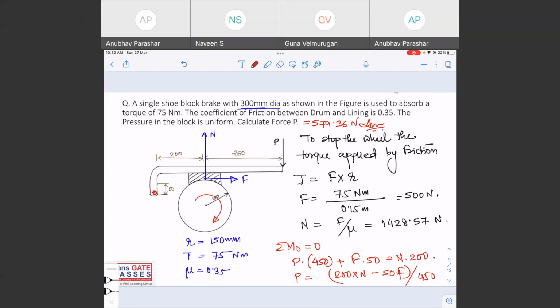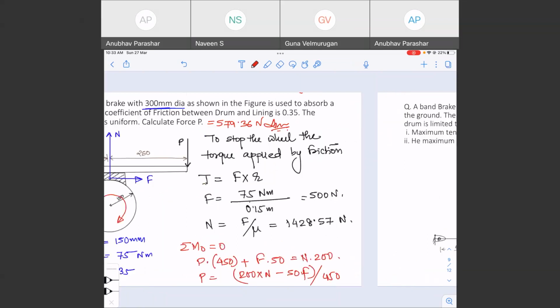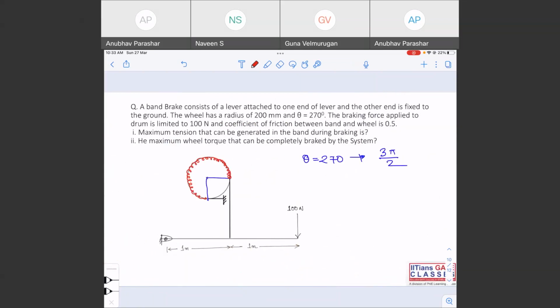Okay. So is it clear to everybody? Let us go through the next question. इसको try कीजिए, all of you fast. At least try to get the equations, how you are going to solve it.